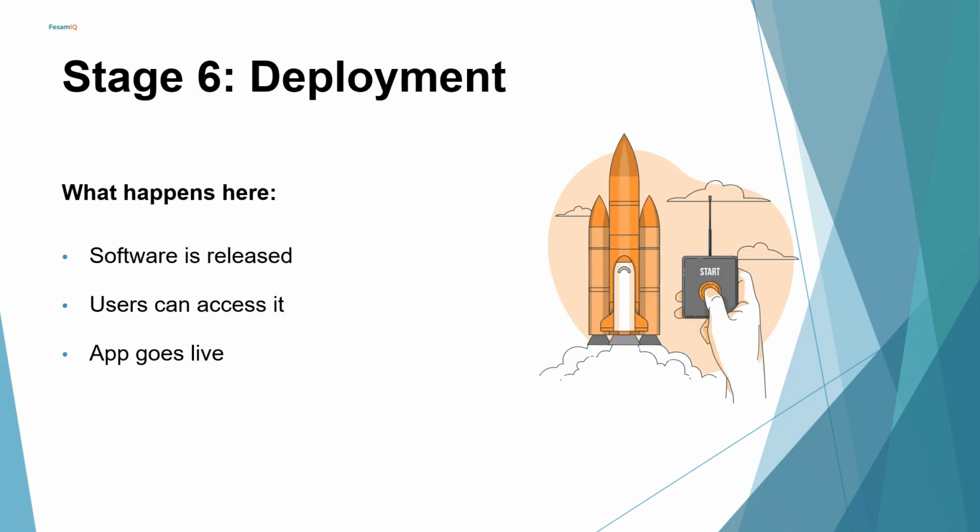So the sixth stage is the deployment stage. So what happens here is that after the software engineer has finished building the software, it is tested, and the next thing is for it to be made available to users. So at this stage, users finally get to use the product. The software is released, users can access it, the app goes live, but the work is not finished yet. So let's check what comes next.